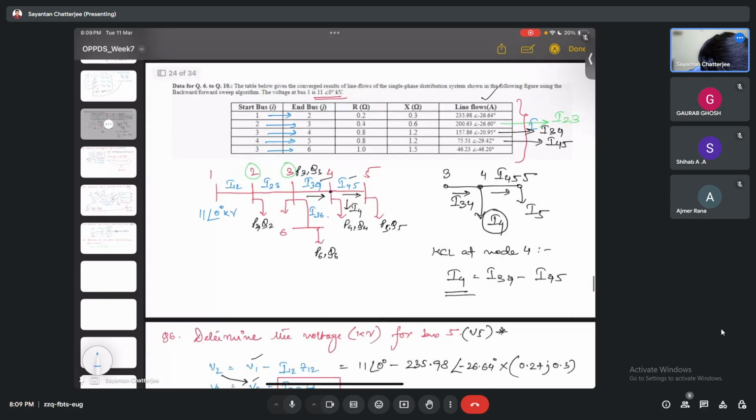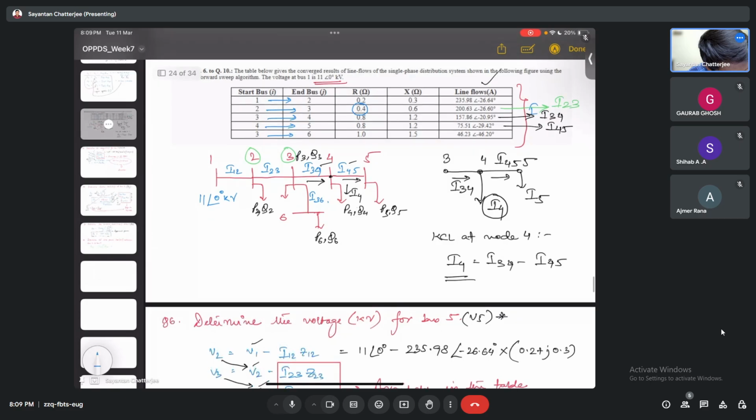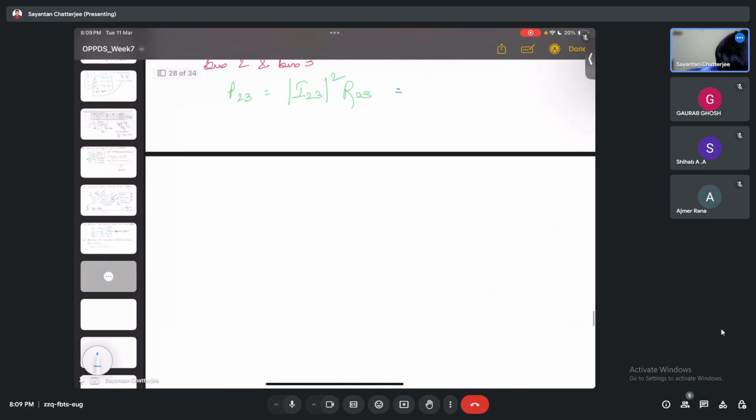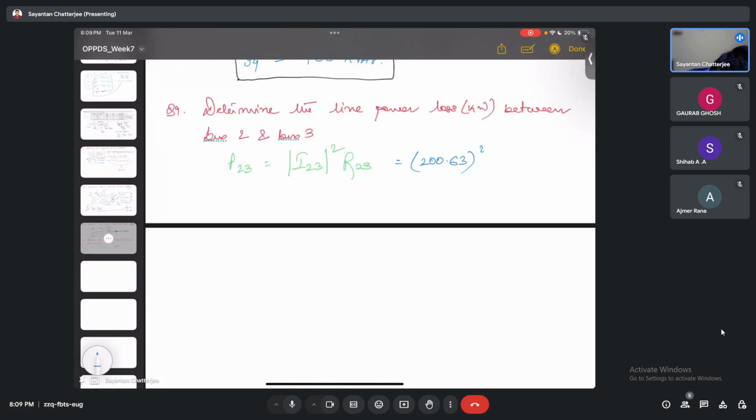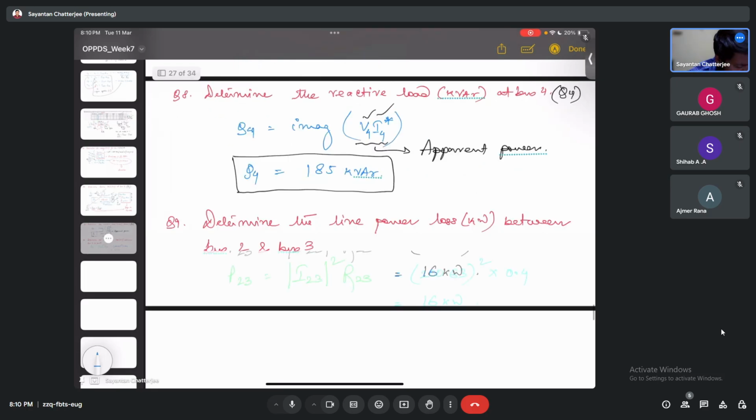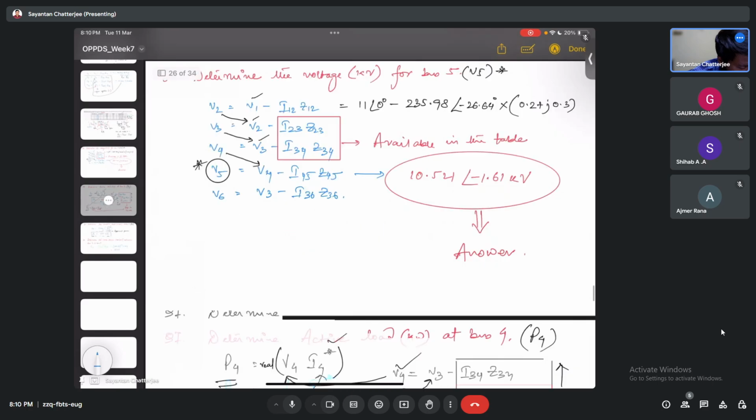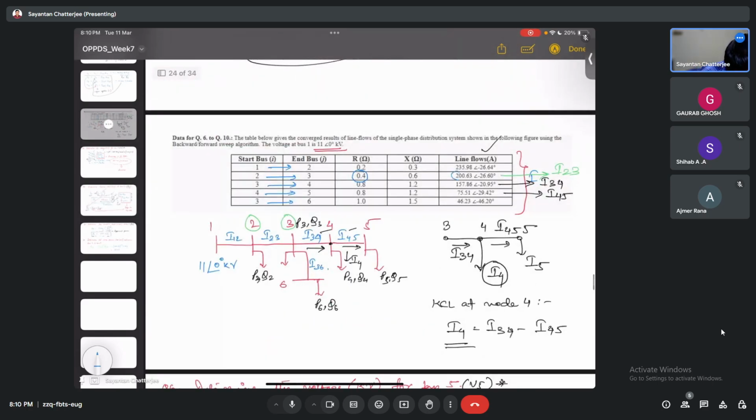What is R23? This one is R23, 0.4, and I23 is 200.63. Okay, just let me write these two. 200.63 whole square into 0.4. Is it fine? This will give the final value of 16 kilowatt. Is it okay? 200.63 is this one, the magnitude. Is it fine?